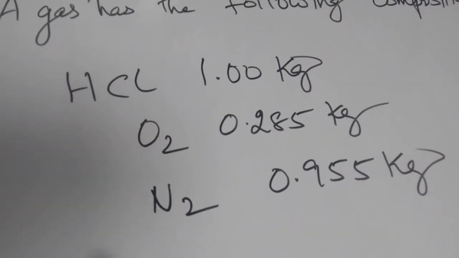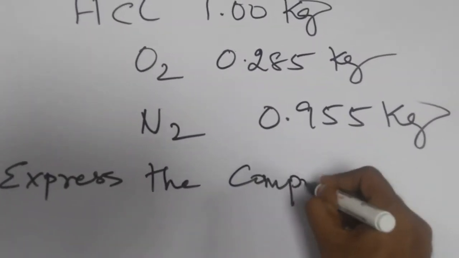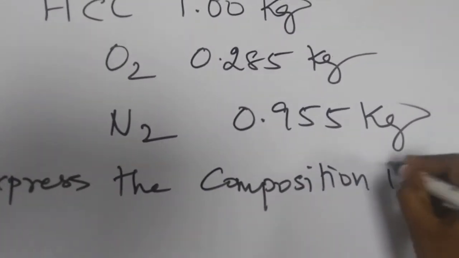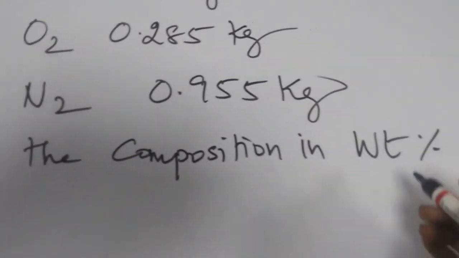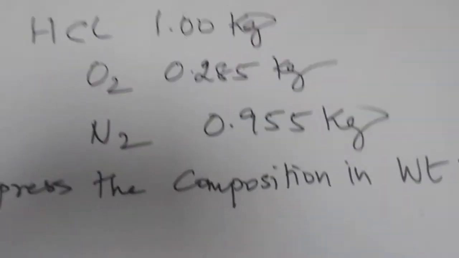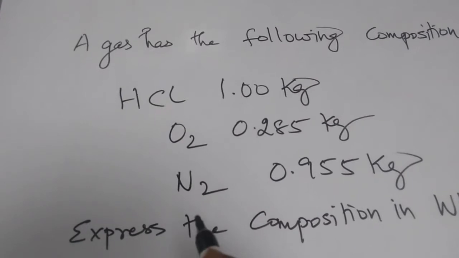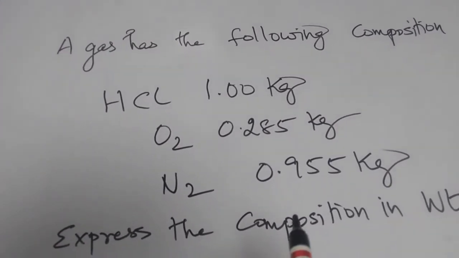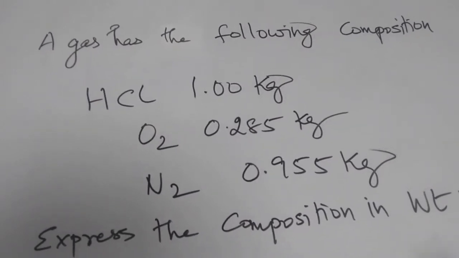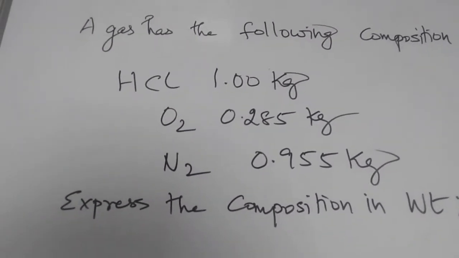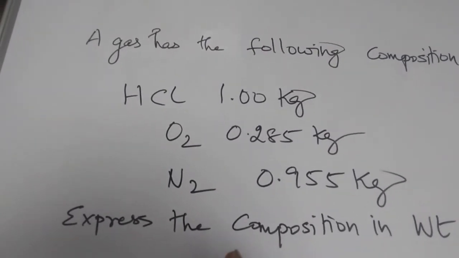Express the composition in weight percentage. As I said, weight percentage refers to mass percentage. So we have a gas with the following composition: hydrochloric acid 1 kg, oxygen 0.285 kg, nitrogen 0.955 kg. Express the composition in mass percentage. Okay, so how to do it? It is convenient to make use of tabular forms.